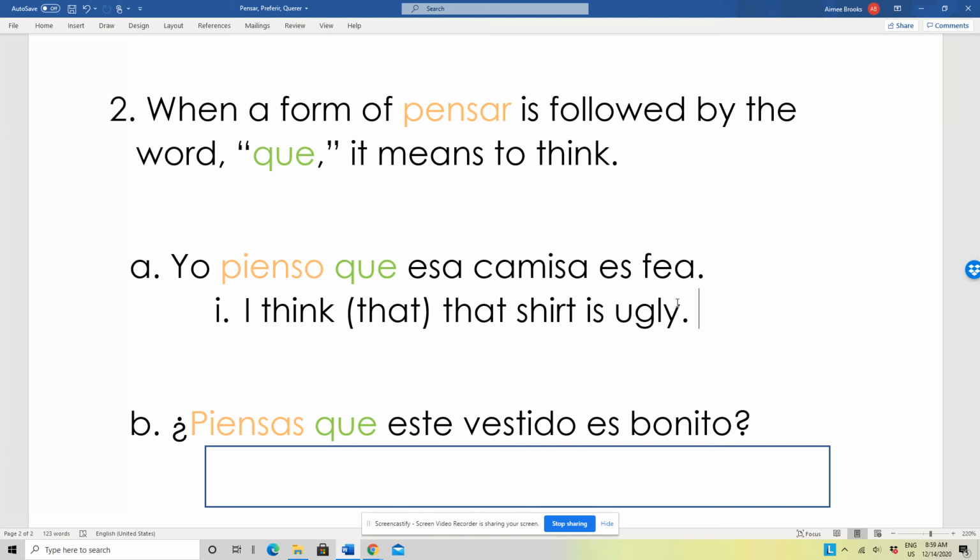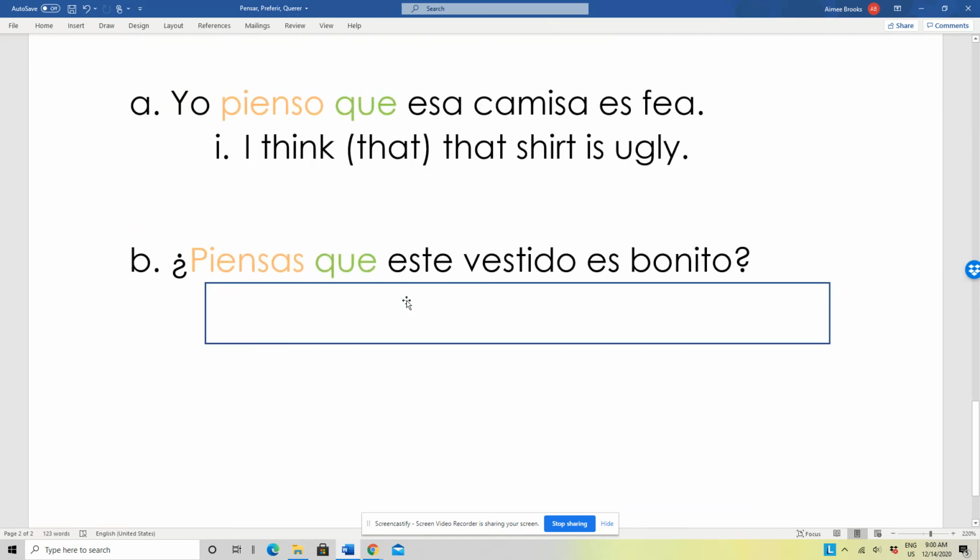So, yo pienso que esta camisa es fea can either mean I think that that shirt is ugly or I think that shirt is ugly. Again, the that is optional. It kind of depends on your own personal preference or possibly the situation of the sentence that you're saying. But in Spanish, it's always mandatory.